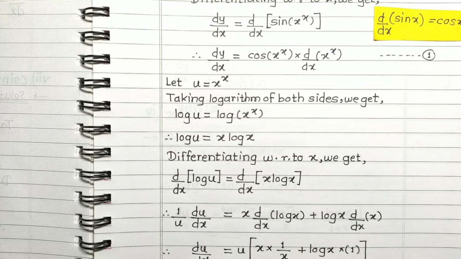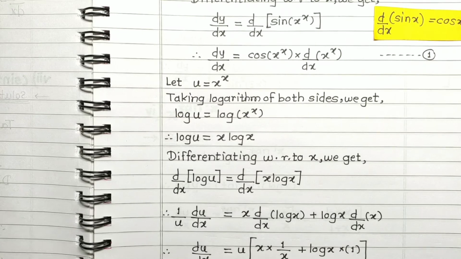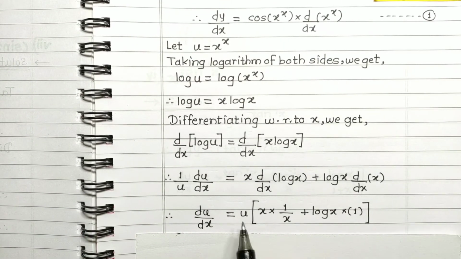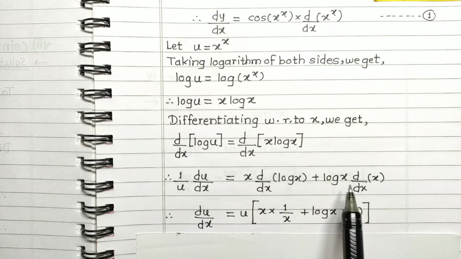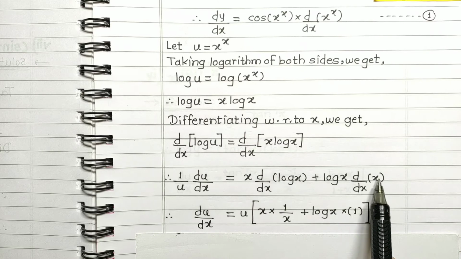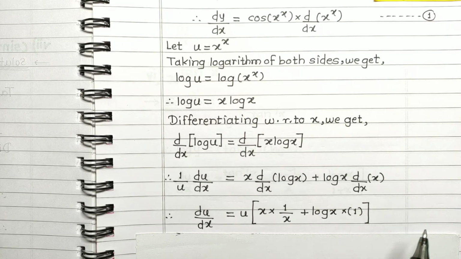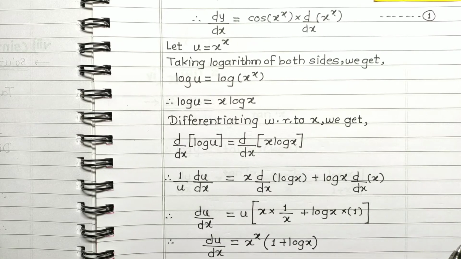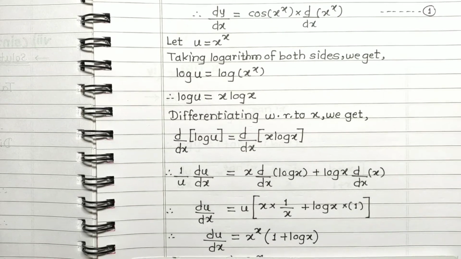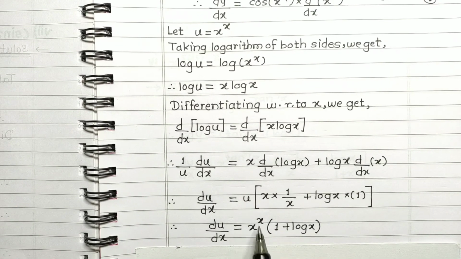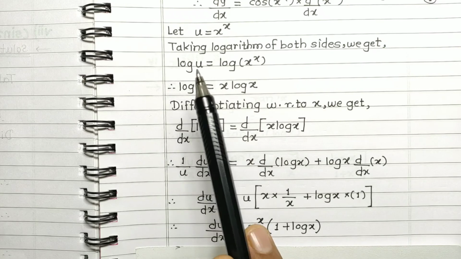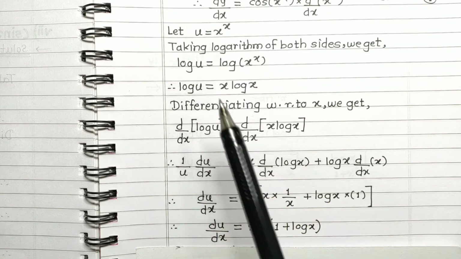Then let's simplify these terms and multiply this u to the RHS. So we have du by dx is equal to u into, see, x as it is, derivative of log x is 1 upon x, plus log x as it is into derivative of x is 1, and see, we have therefore du by dx is equal to, replacing this u, we have considered u for the x raised to x function.